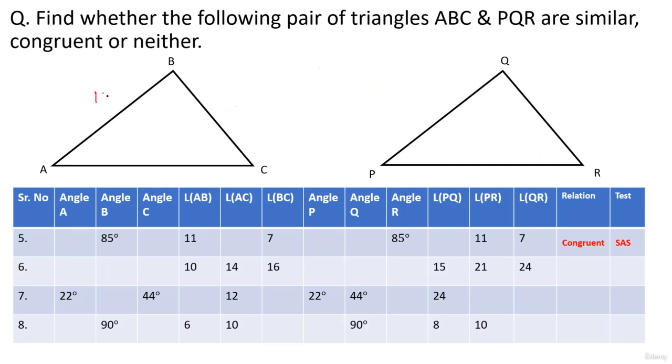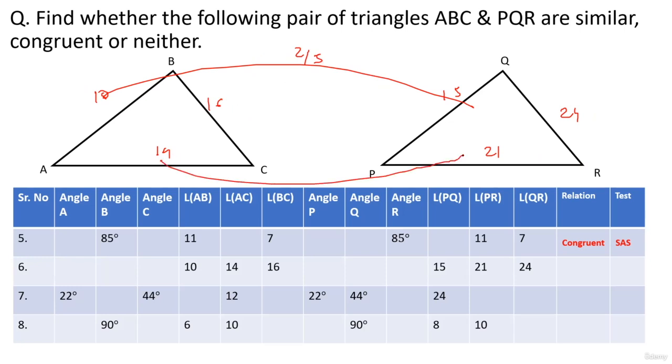Length of AB is 10 units, AC is 14 units, and BC is 16. PQ is 15, PR is 21, QR is 24. Now guys, what do we observe? 10 and 15, the ratio is 2 by 3. 5 cancels out. Similarly, 14 and 21, guys, the ratio is also 2 by 3. 16 and 24, also the ratio is 16 upon 24, 8 cancels, 2 by 3. The ratio of all three sides is the same. That means the triangles are going to be similar by the SSS test.